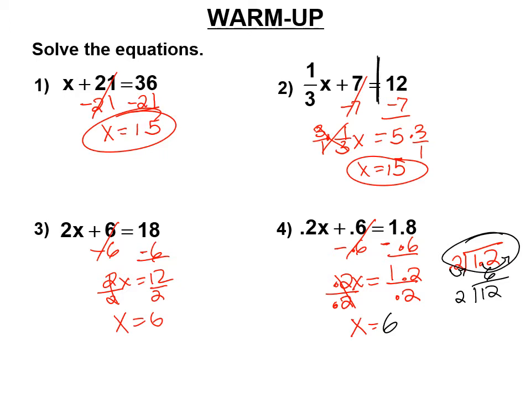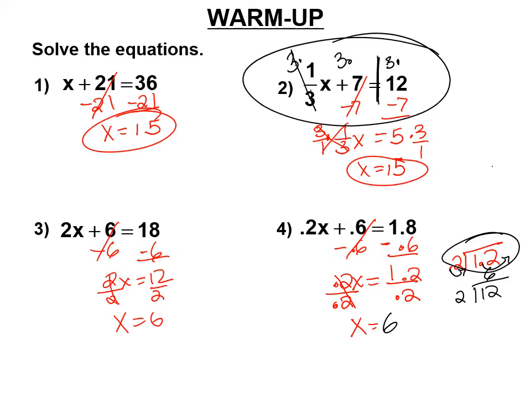So what I did was I took this equation and I multiplied this entire side by 3. And notice what you get. 3 times 1/3, those cancel, and you get x. 3 times 7, 21. 3 times 12, 36. By multiplying that whole equation, both sides by 3, I made this much easier equation. And you can always do that.